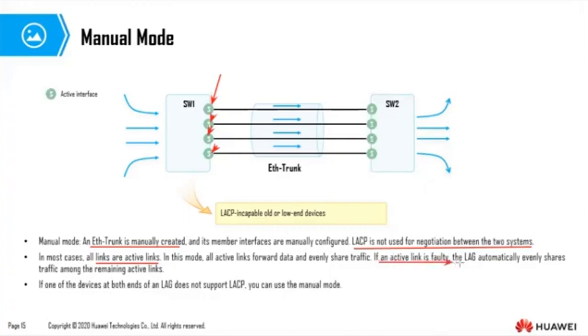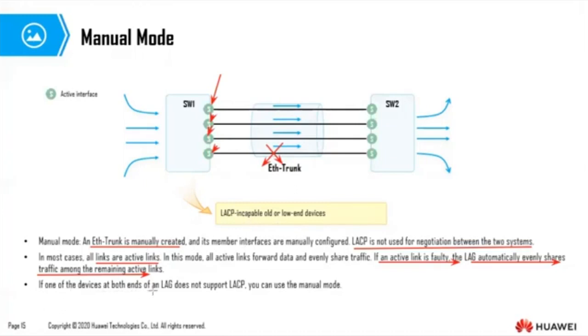If an active link is faulty, LAG automatically and evenly shares traffic among the remaining active links. So normally all the links will forward data on an equal percentage. If one link goes down, like this one goes down, then the sharing formula is recalculated and shared equally among the remaining 3 interfaces.